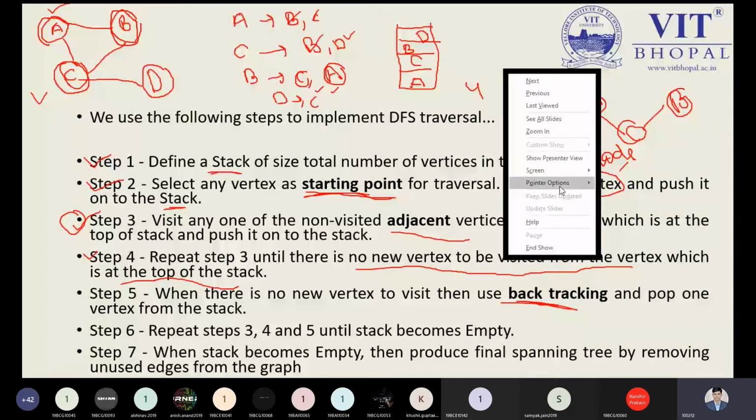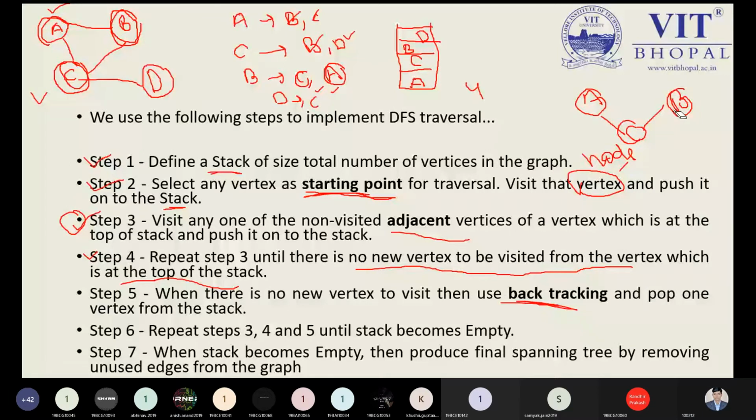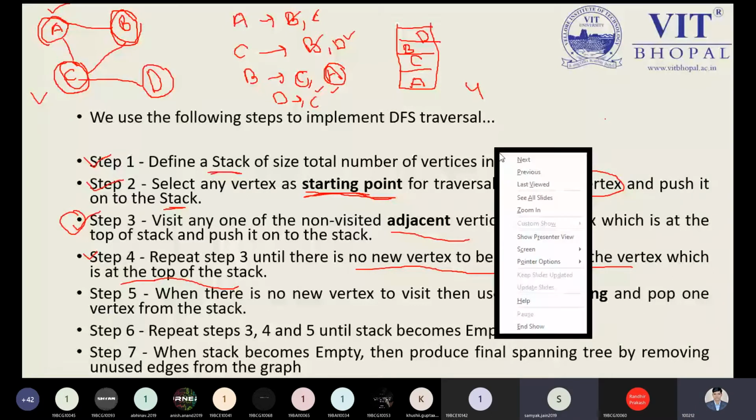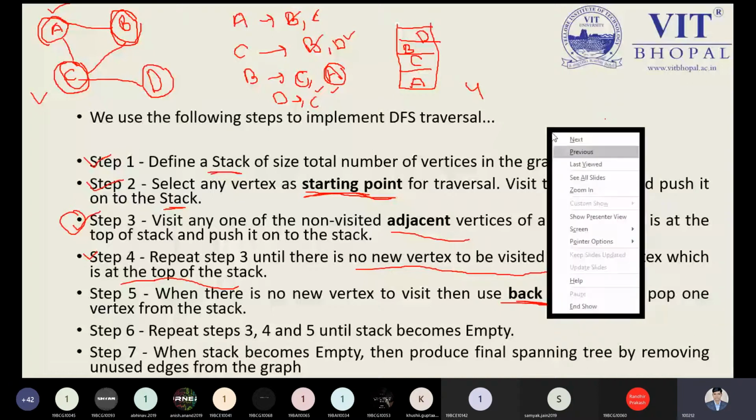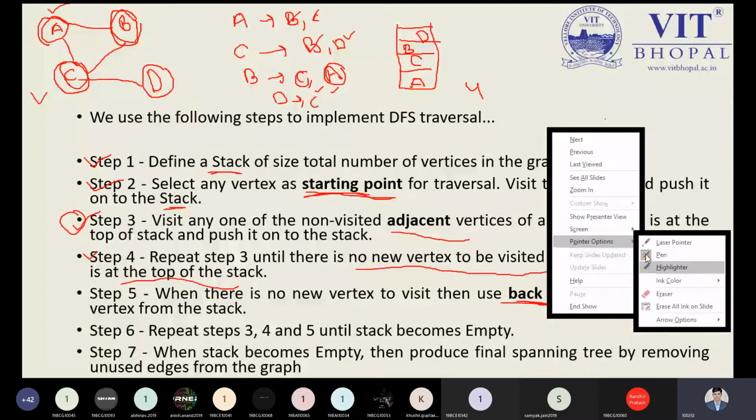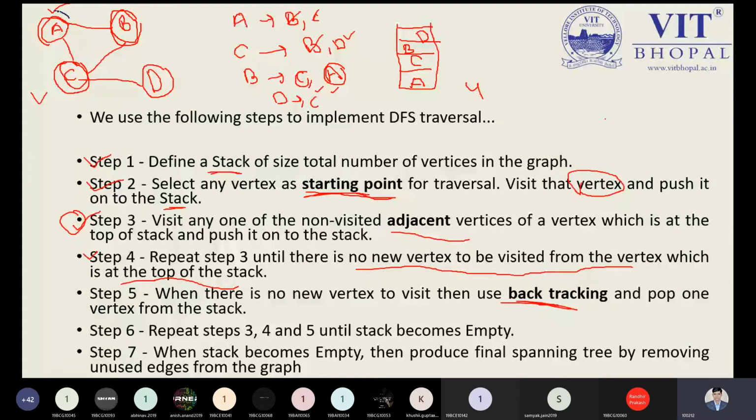Now is it clear to all? Yes, sir. Okay. For your betterment, I'm changing the color. Just let me change the color. Blue. First I have visited A, then C, then B, and then D. So what is my path? That should be my path.